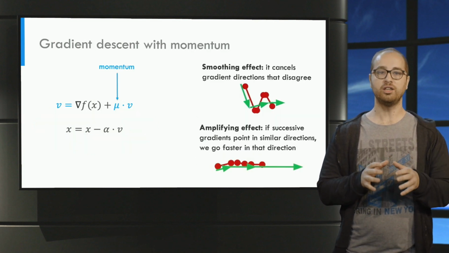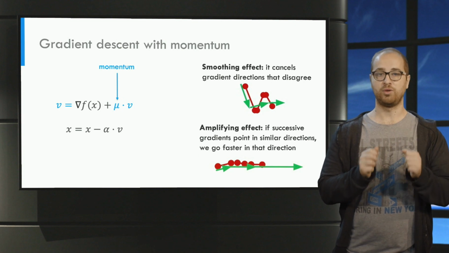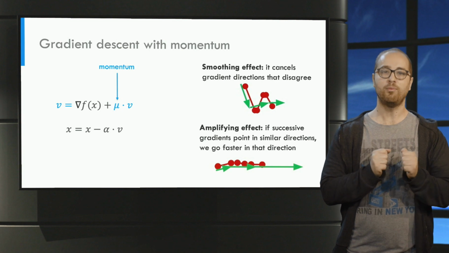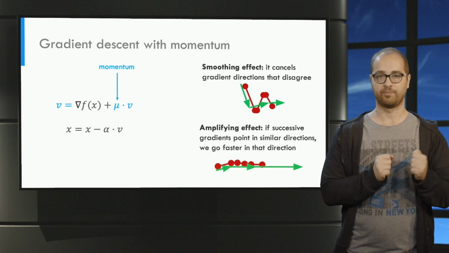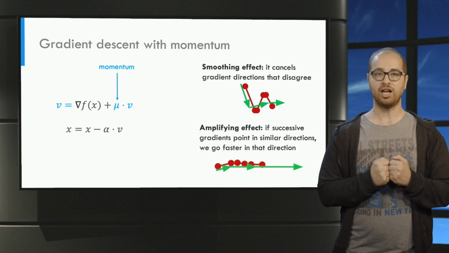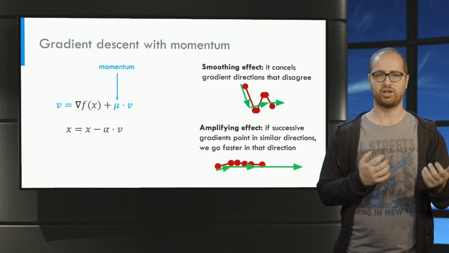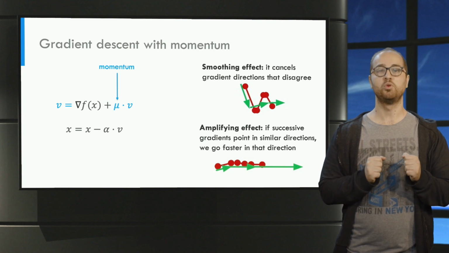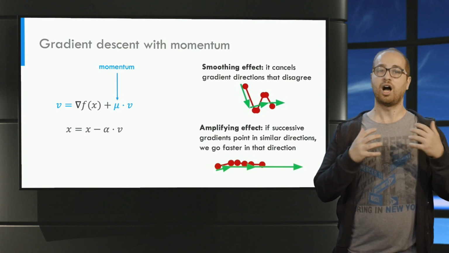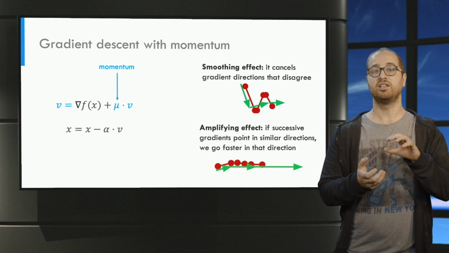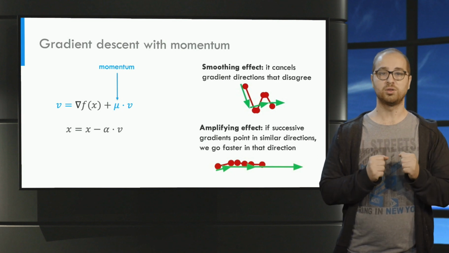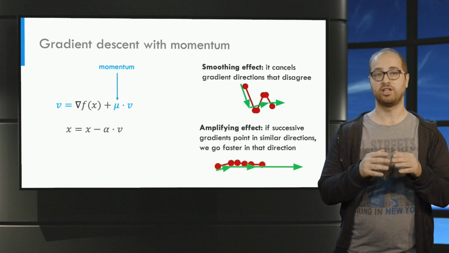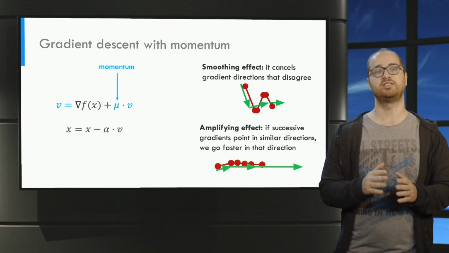The current gradient is summed to the previous one multiplied by a constant called momentum, which indicates how much we should consider the previous gradient. Then the gradient descent algorithm proceeds as normal with the modified gradient. As discussed, momentum has a smoothing effect as it cancels out gradient directions that disagree. It also has an amplifying effect. If successive gradients point in similar directions, we go faster in that direction.